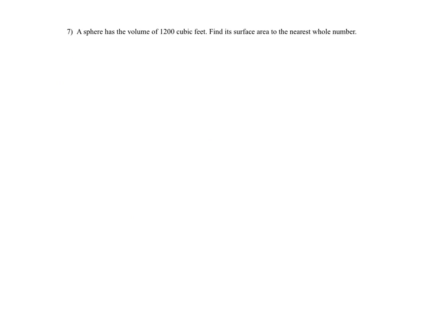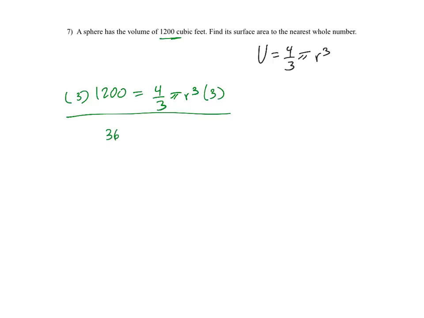A sphere has the volume of 1200 cubic feet. Find the surface area. So now I need to find the radius. Again, my volume equals 4/3 pi r cubed. So that means 1200 equals 4/3 pi r cubed. I'm going to multiply times 3 on both sides. So I have 3600 equals 4 pi r cubed. Then I'm going to divide by 4 pi.